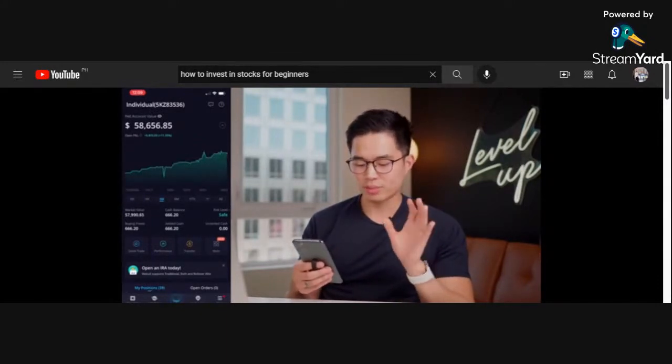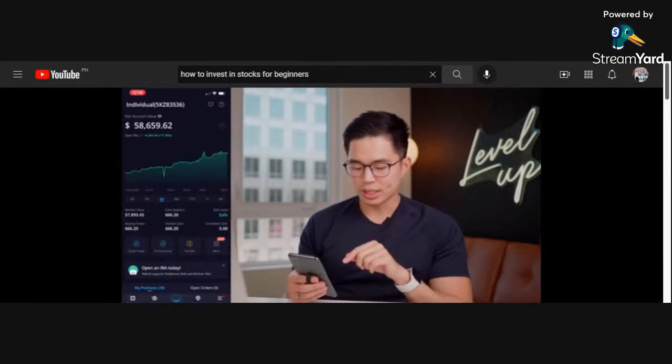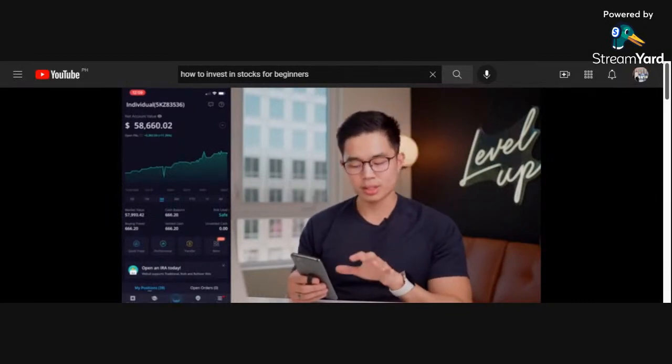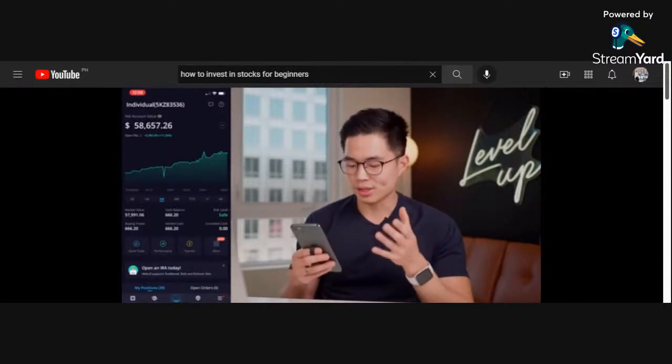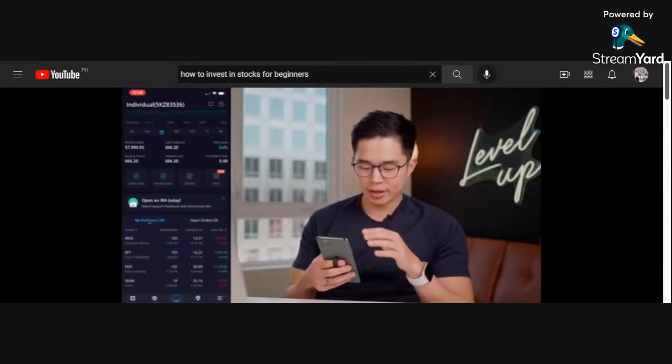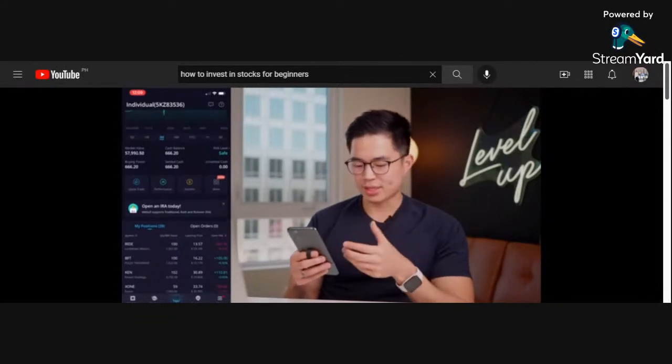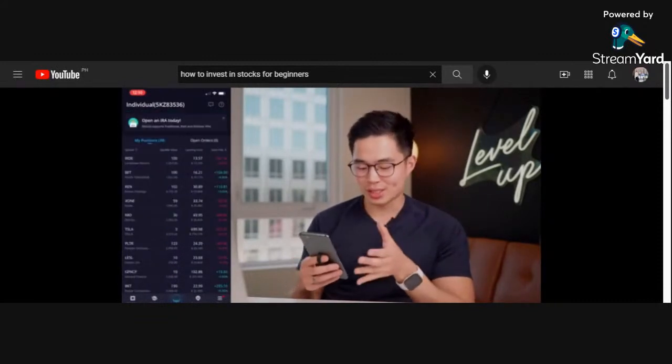So my current market value is about $58,000. I have a cash balance of $666. So that means that I have $666 I can use to buy stocks right now. And I can come down here, and these are some of my positions in this account. So this is where I have some of my more risky stock picks.